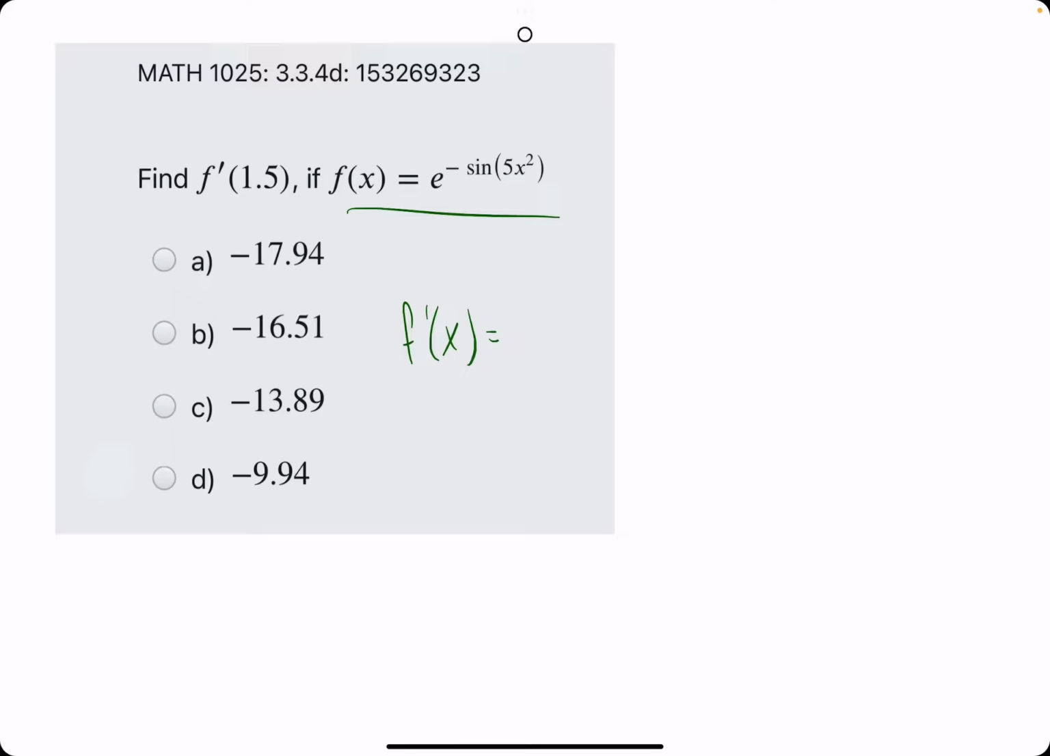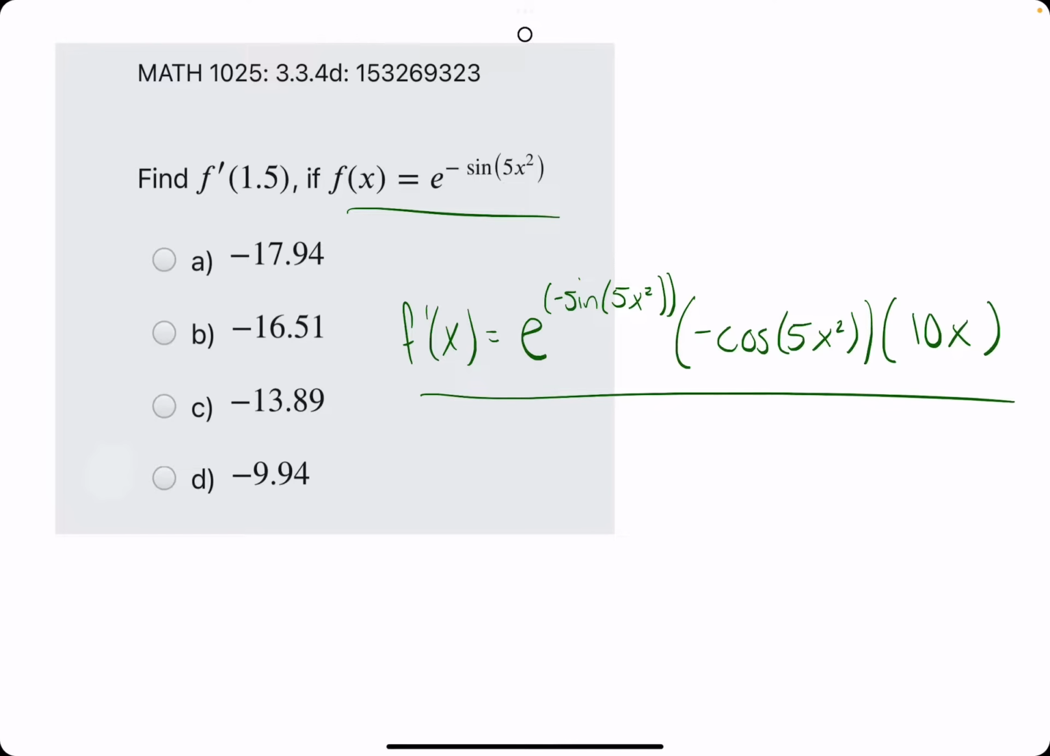So, starting with the outermost layer, the derivative of e to the something is e to that same something. The next inside layer is the negative sign. Negative sign has a derivative of negative cosine. And we want to leave that next inside layer the exact same. That last inside layer, 5x squared, has a derivative of 10x. This is our derivative.